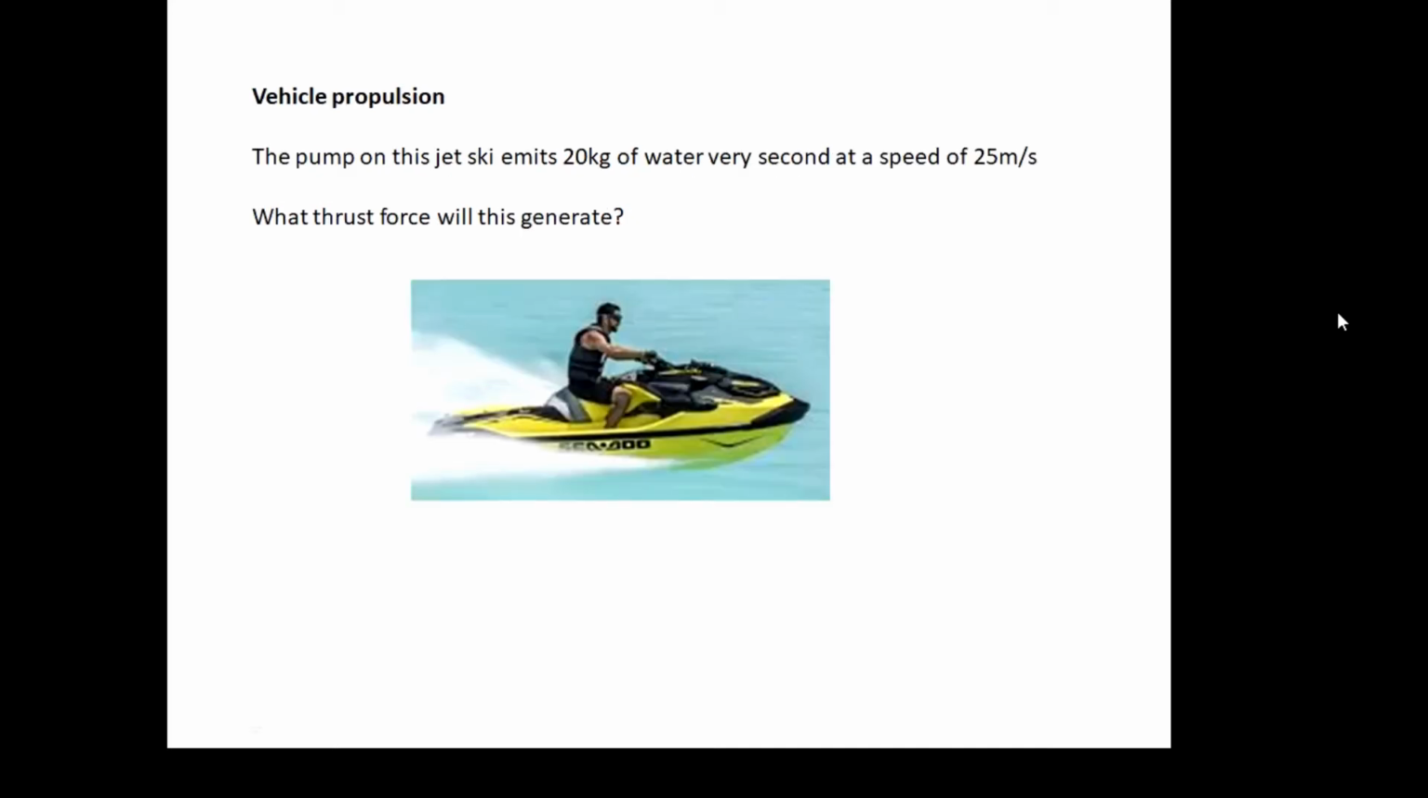Vehicle propulsion. Now, this isn't really conservation of momentum, it's using F equals delta mv over t. The pump on this jet ski emits 20 kilograms of water every second at a speed of 25 meters per second. What will the thrust force be acting on the jet ski? So as I said, F equals delta mv over t. What we say is how much momentum does the water gain every second? And the momentum gained by the water every second will equal the force acting on the water, which will be the force acting on the jet ski, and that will be 500 newtons in this case.